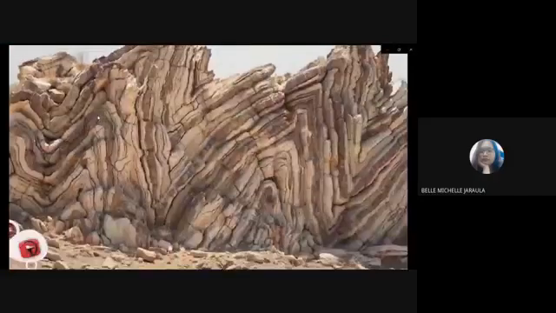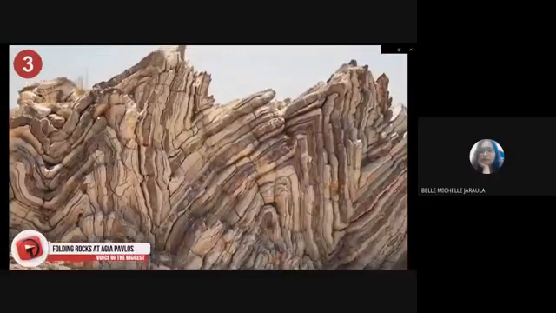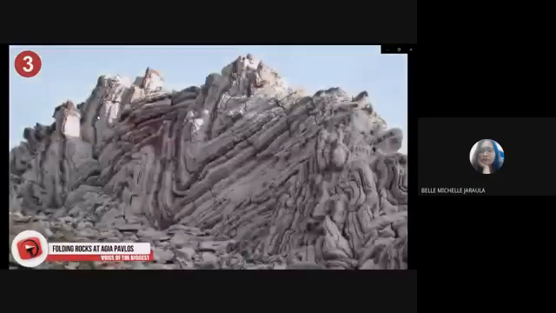These interesting-looking rocks are known commonly as the folding rocks. They are sedimentary limestone layers that once lay horizontally at the bottom of the sea, but tectonic plates pushed them together and forced them upwards.